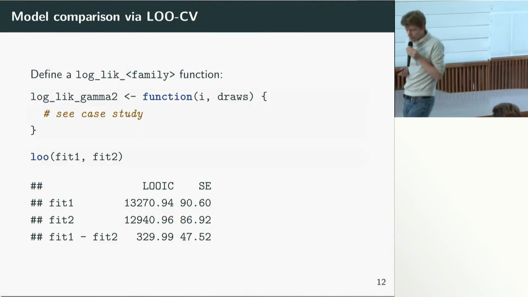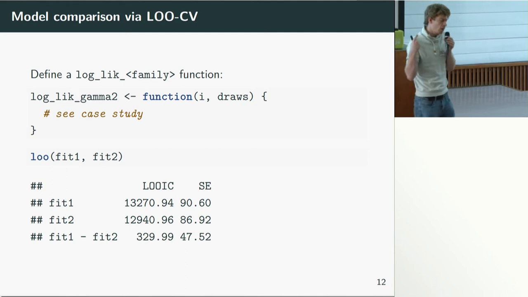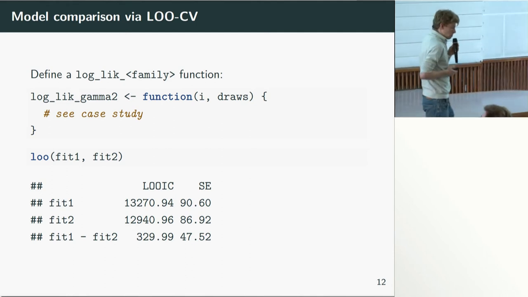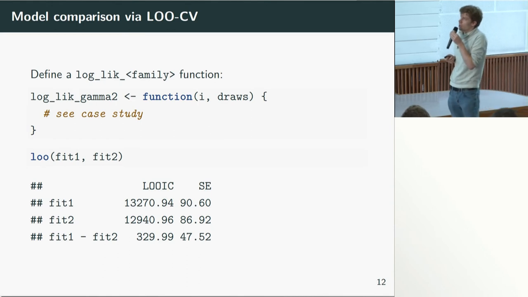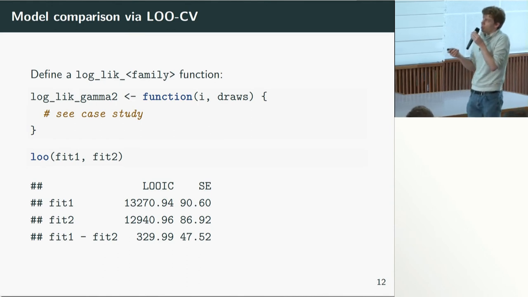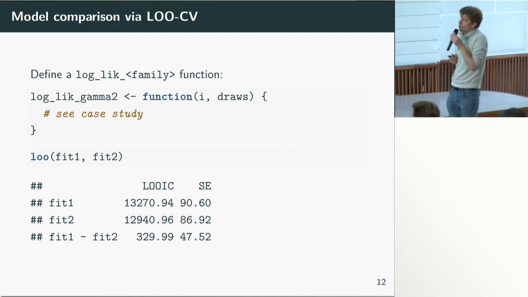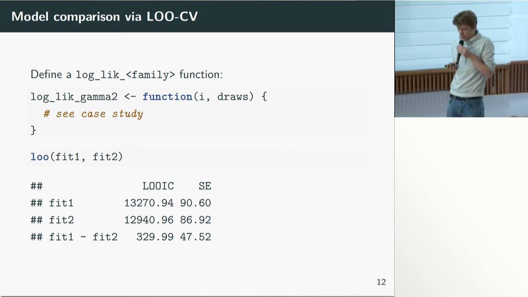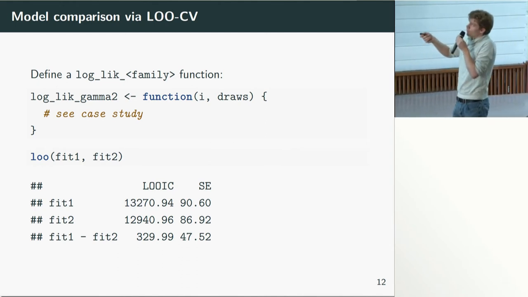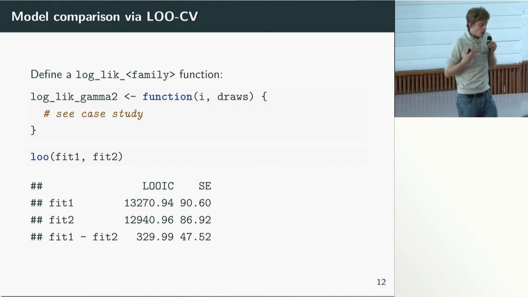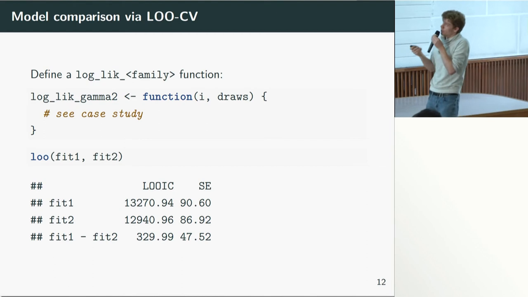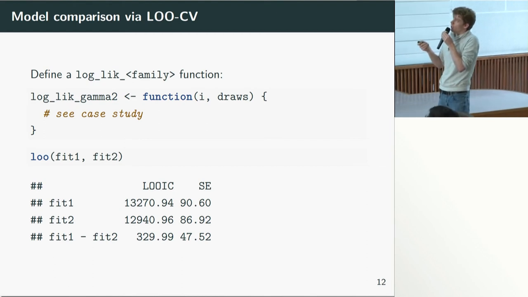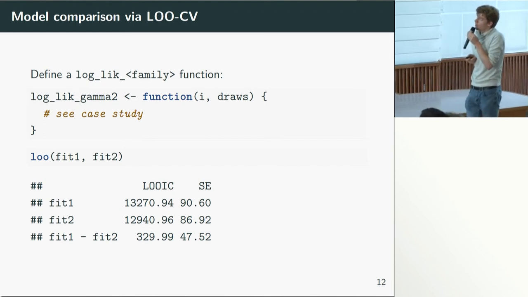Suppose we want to do model comparison. So suppose we want to compare all our two gamma models. What we could do is, for instance, use approximate leave-one-out cross-validation with the loo function in R. But in order for that to work, we need the log likelihood of our custom family, and we can simply specify that as well. It's log underscore lik underscore name of our custom family.